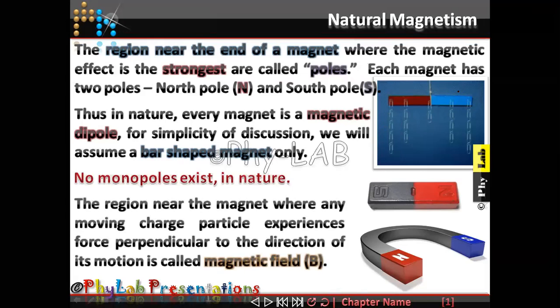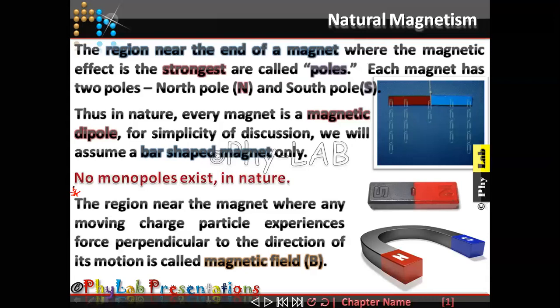How do you define magnetic field? It is defined as the region. Now see the definition of this, because this is going to be an important thing. Sometimes if it is asked to define magnetic field, the students tend to write that the region near the magnet is called a magnetic field. No, that definition at class 12th level is not going to be accepted.